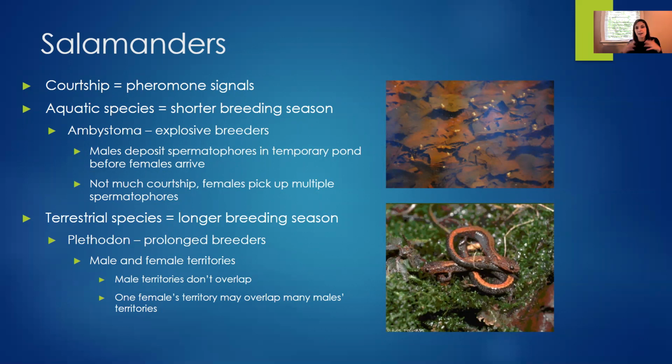Terrestrial species have a longer breeding season. There's not that urgency. There's water, we need to get this done now. So in Plethodontidae, we have prolonged breeders. Male and females generally have territories. The male territories do not overlap. Female territories can be pretty big. One female territory may overlap with several male territories. So one female may breed with multiple males.